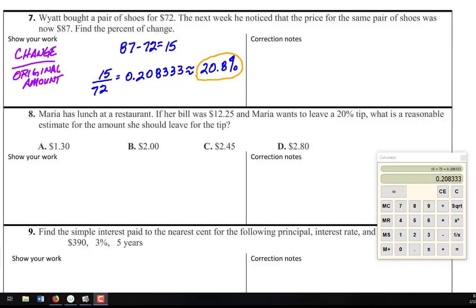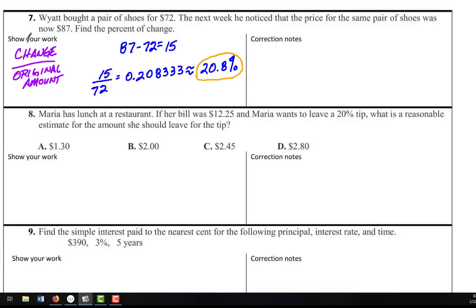All right, let's take a look. Problem number 8. Maria has lunch at a restaurant. If her bill was $12.25 and she wants to leave a 20% tip, what's a reasonable estimate for the amount she should leave for the tip?